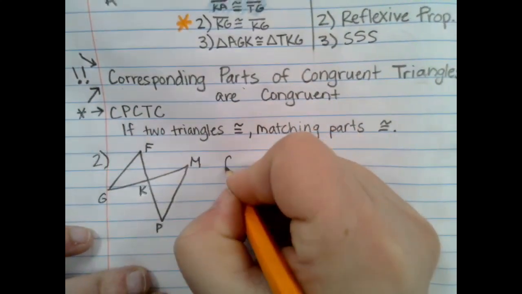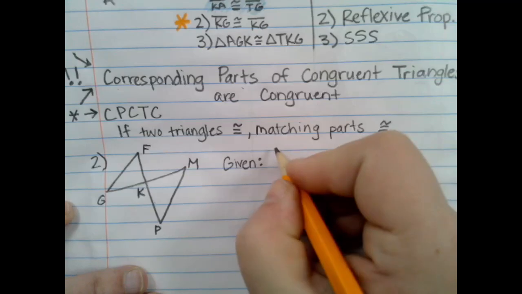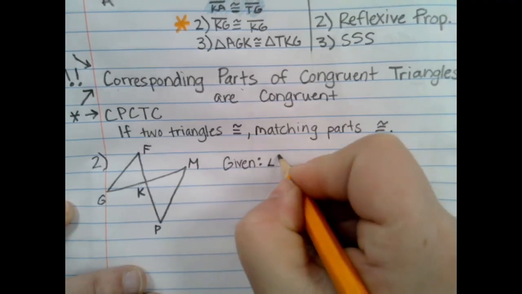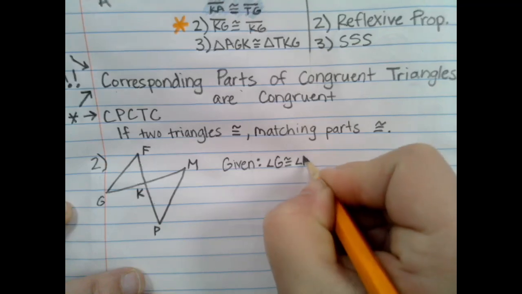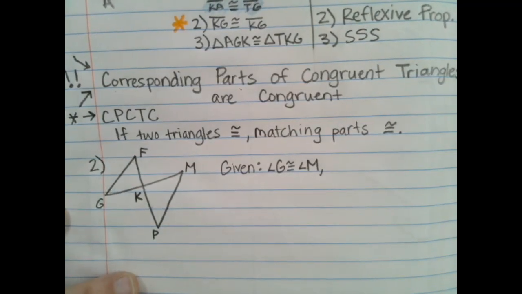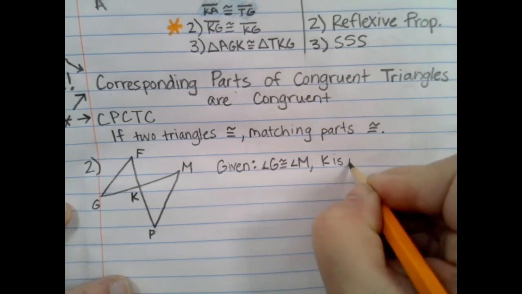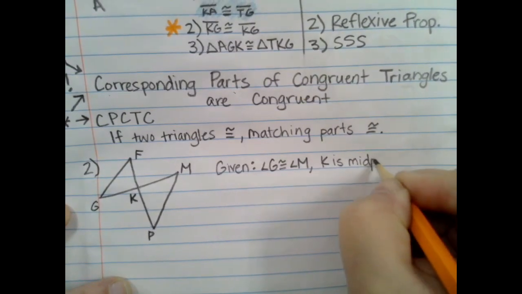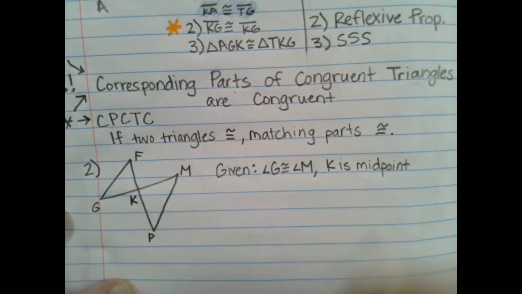All right, our given. We have a couple things that are given to us. We know that angle G is congruent to angle M. And we know that K is the midpoint of FP.